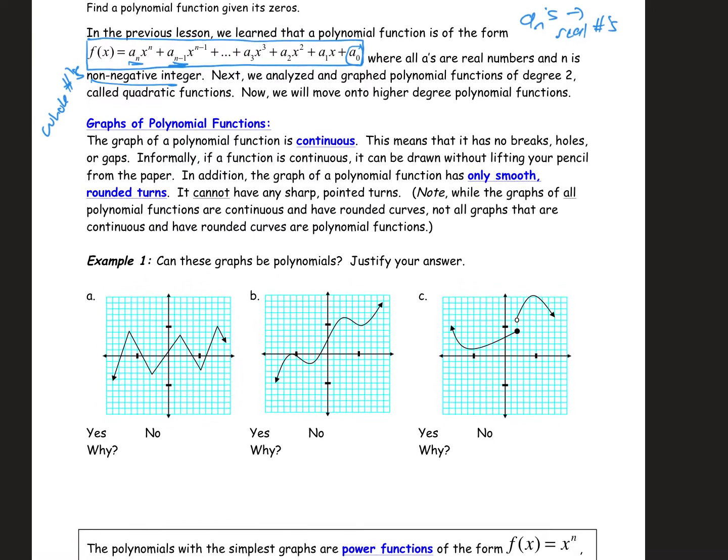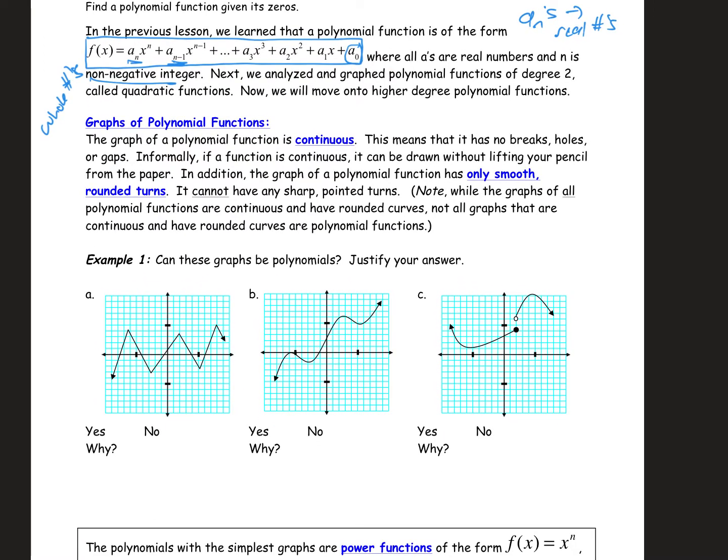So to begin with, one characteristic of all polynomial functions is that they are continuous, okay? The graph of a polynomial function is continuous. That means it has no breaks, no holes, or gaps. Informally, what that means is it's a function that we can draw without lifting our pencils from the paper. In addition, the graph of a polynomial function has only smooth, rounded turns. Can't have any sharp, pointy turns.